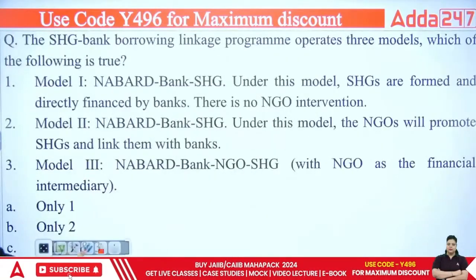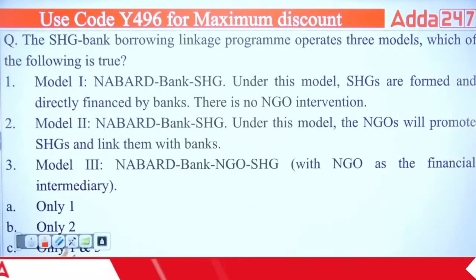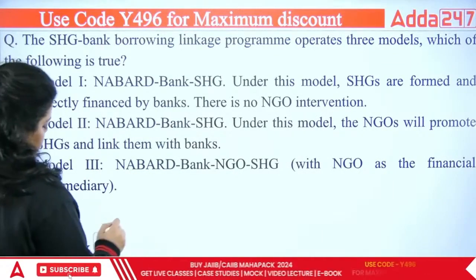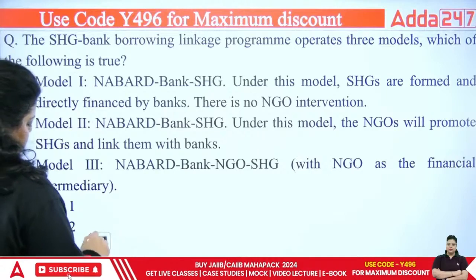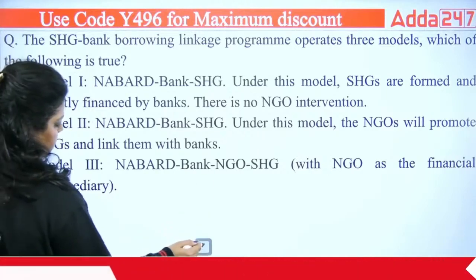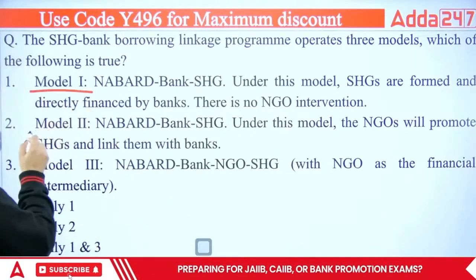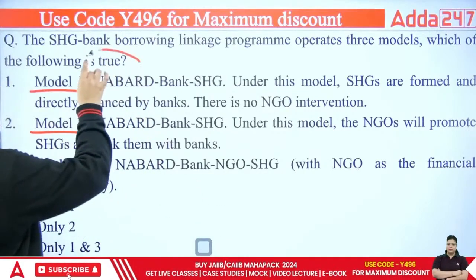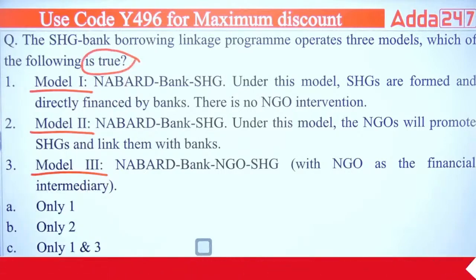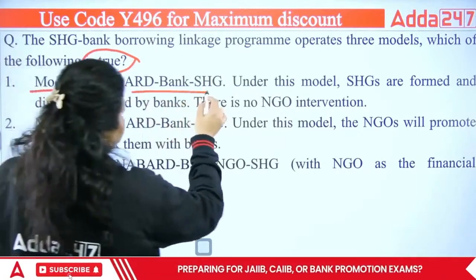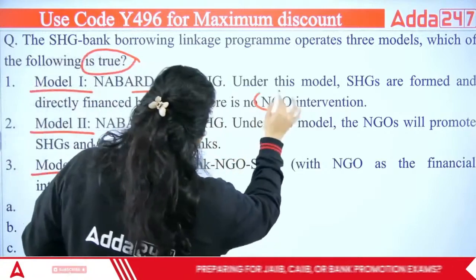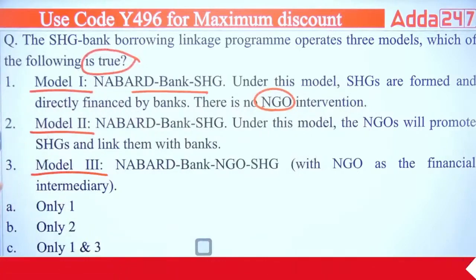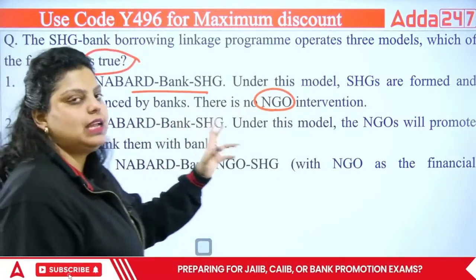Next question. You can see it is talking about the models of self-help group. So I have told you there are three models of self-help group, model 1, model 2 and model 3. Now you have to tell which of these three models is true. First is saying model 1, NABARD bank and self-help group, no intervention of NGO, and in this model self-help groups are formed and directly financed by the bank. So the self-help group can directly take a loan from the bank.